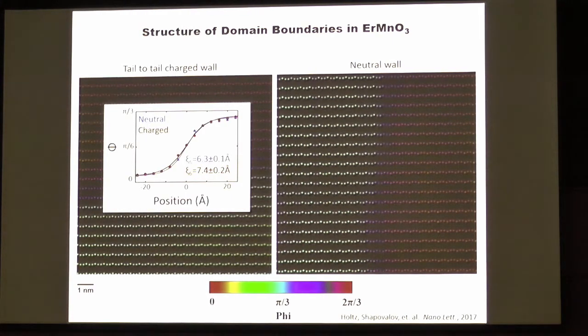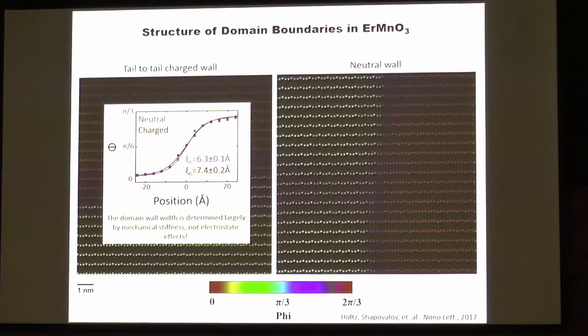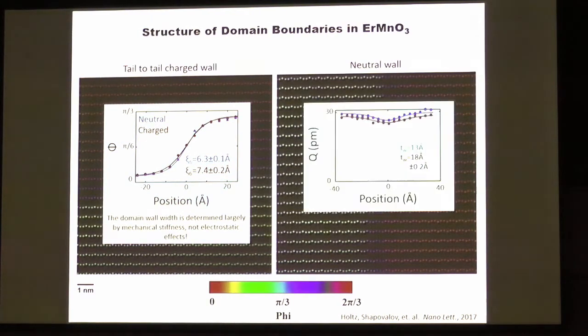And so what we can do is compare this to Landau theory and map the change in this phase as a function of position going across this domain wall and fit out this distance. And we get about 6 angstroms for this neutral wall and about 7 angstroms for the charged wall. And so this is sort of telling us that the domain wall width isn't determined necessarily by electrostatic effects, since the charge and the neutral are the same, but by the mechanical stiffness of the crystal. And this might be expected since this is a geometric improper ferroelectric.